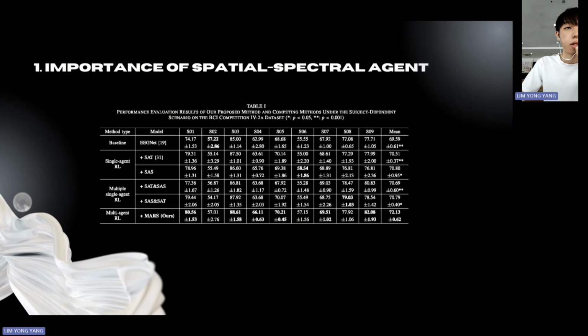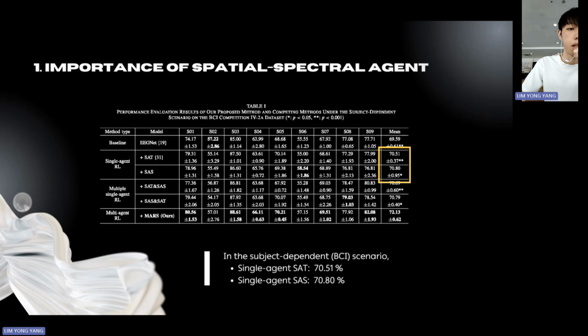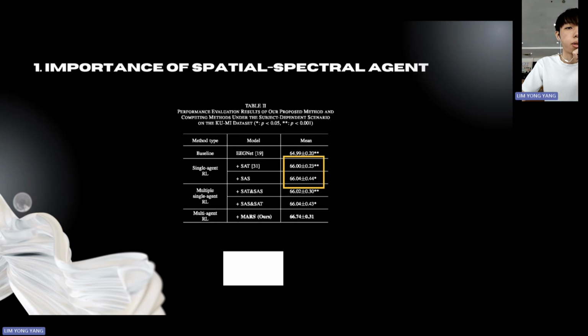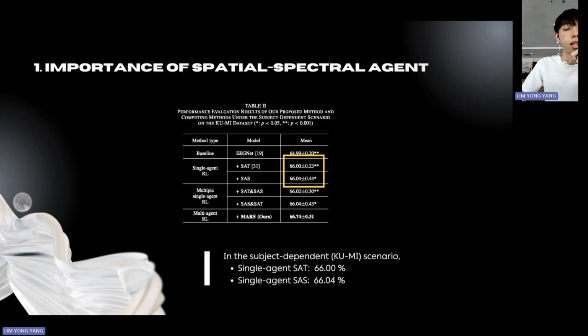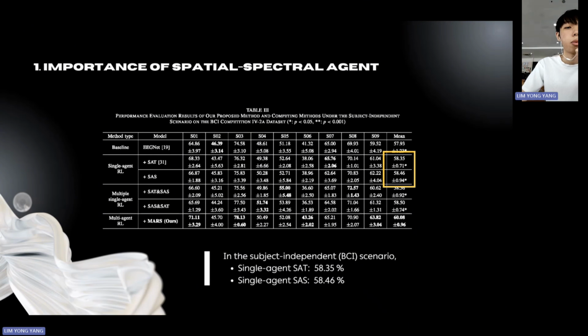In this paper, the researchers point out a few things about the Mars structure. The first thing is the importance of the spatial spectral agent. In this table, we can see that we are using a single agent. One is using temporal, another is using the spatial spectral agent. We can see that they have similar mean accuracy in the subject-dependent scenario which is using the BCI dataset. It is the same when they are using the KUMI dataset, and also in the subject-independent scenario. So we can say that the spatial spectral features are as important as the temporal features.